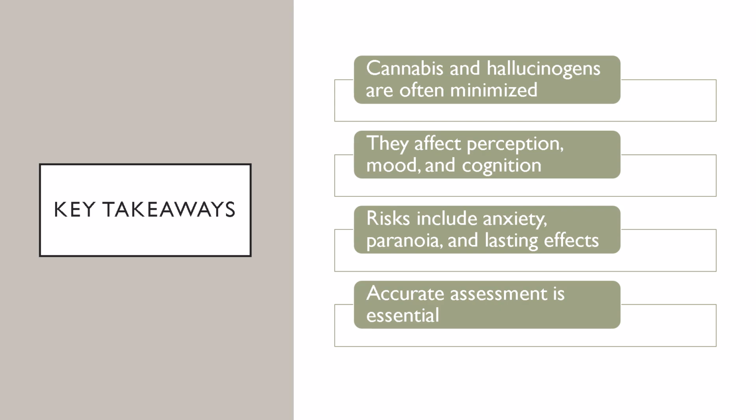So the main takeaway from this lesson is that cannabis and hallucinogens should not be underestimated. They affect core areas of functioning like perception and mood and memory and judgment. And while they may be normalized or even celebrated in some contexts, they still carry real risks. And these are going to include anxiety, paranoia, panic reactions, and in some cases, lasting perceptual or psychological effects. And your role as a counselor is to assess accurately and educate clearly and respond appropriately.